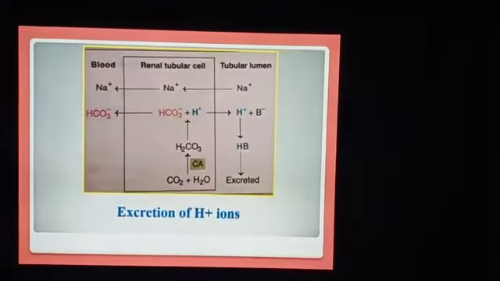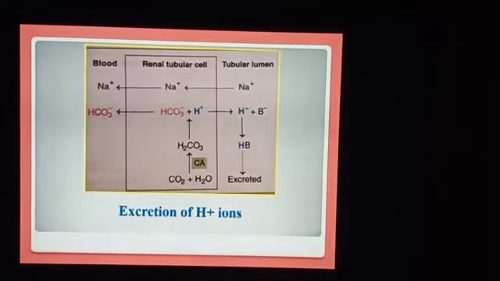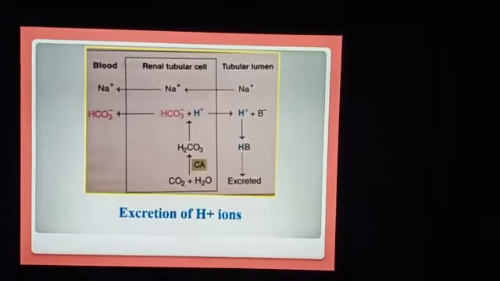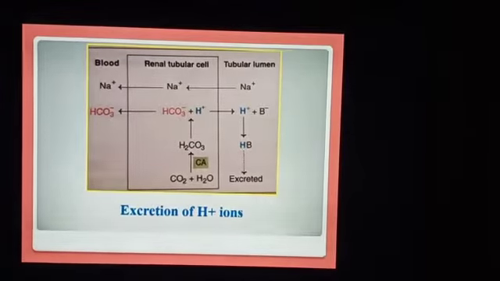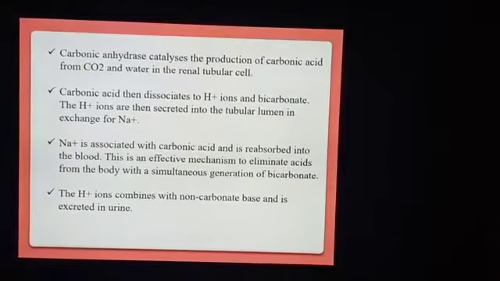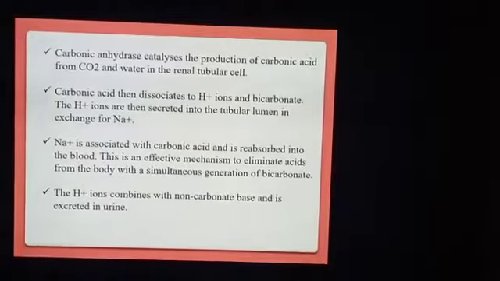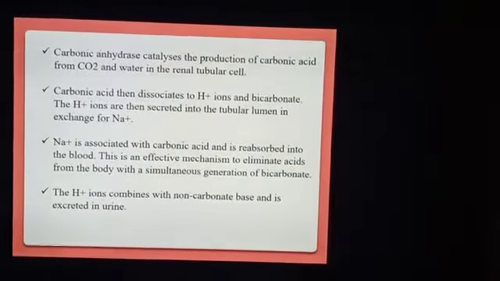That sodium is associated with bicarbonate and enters into the blood. The H plus ion, which is transferred from renal tubular cells to the tubular lumen, combines with non-carbonate base and is excreted in the urine. So the carbonic anhydrase catalyzes the production of carbonic acid from CO2 and water in the renal tubular cell.